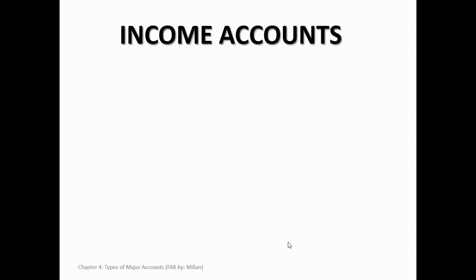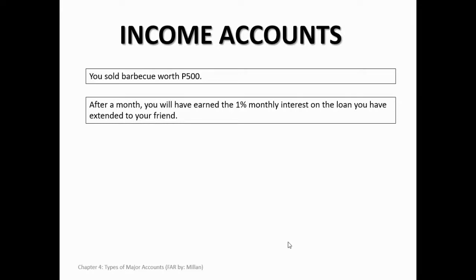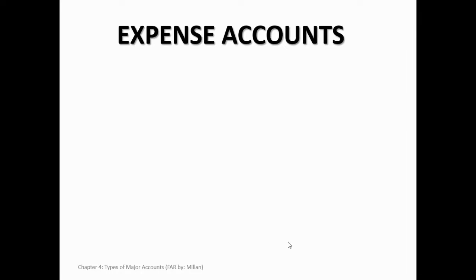For the income account, you sold barbecue worth 500. So the sale is recorded in the sales account. Next is this one. So after a month, you will have earned the 1% monthly interest on the loan you have extended to your friend. Nagpa-loan ka sa friend mo, may interest na 1%. So yung interest na ma-earn mo should be credited to the interest income account.